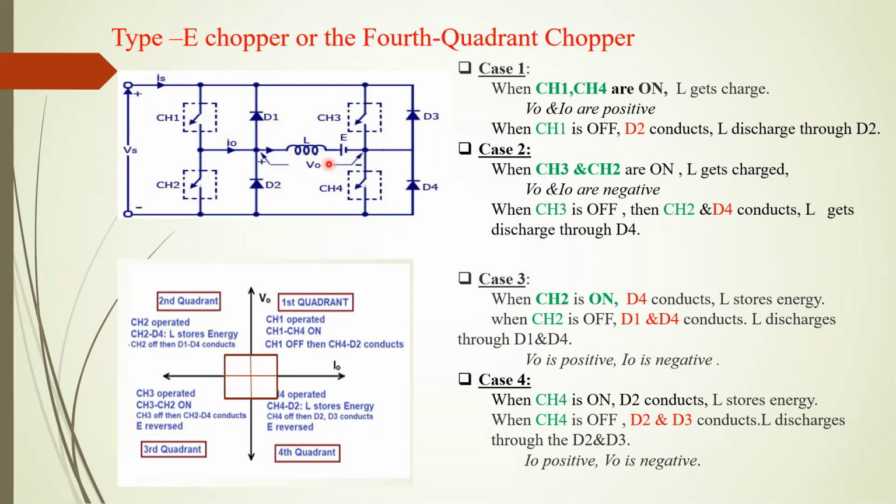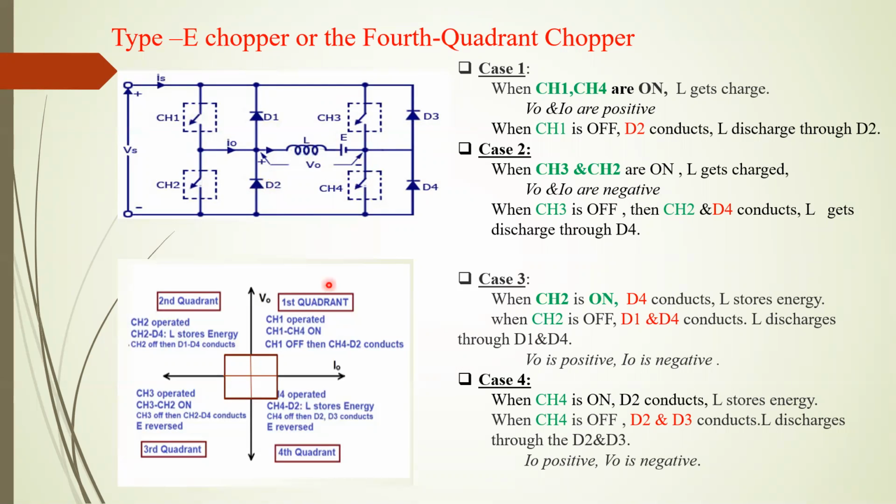Now with this polarity, the current will flow through L plus, chopper 4 to D2. That means in the discharging path, chopper 4 and D2 will conduct. That is the case 2, V0 and I0 are negative in both the directions. V0 is negative, but the I0 direction is the same as we consider here. That is, in this path V0 is negative and I0 is positive.